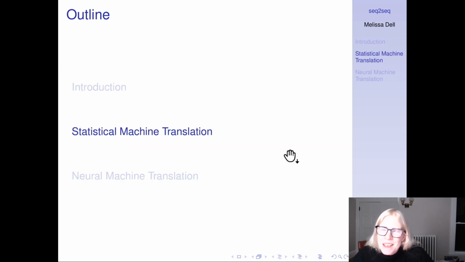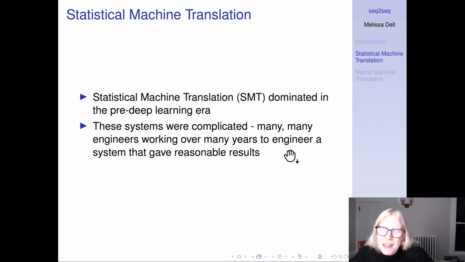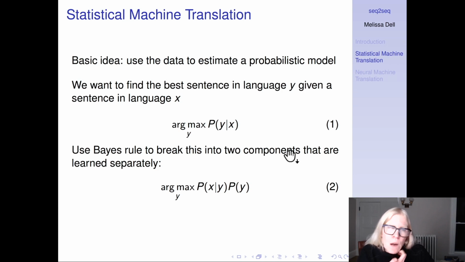All right, so to briefly talk about statistical machine translation, which is what predominated in the pre-deep learning era. So the first thing I want to say is that these systems were extremely complicated. Many engineers worked over many years to create a system that gave sort of reasonable results. If anybody in the class was kind of old enough to use Google Translate a really long time ago, you'll kind of appreciate what I mean by sort of reasonable results.